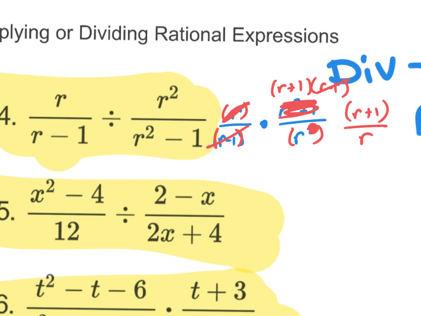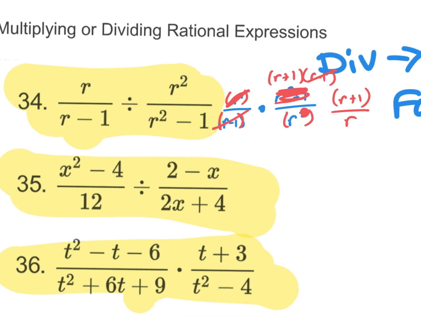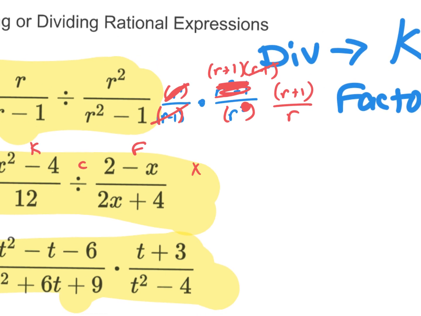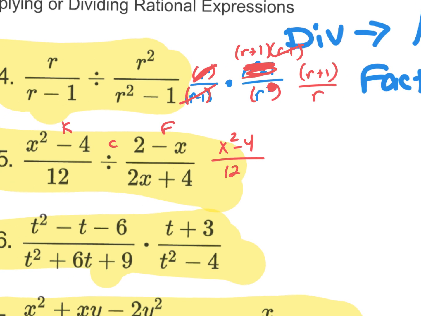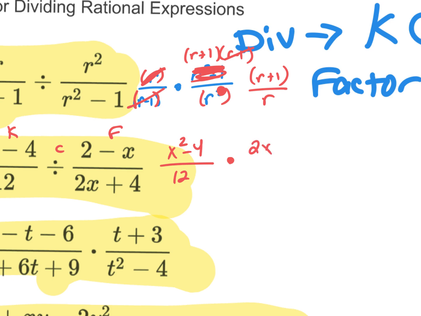All right, again, look at the next problem. What sign's in the middle? Division. So we have to keep, change, flip. We have to do that first. So I'm going to go ahead and write x squared minus 4 over 12. I change my division to multiplication, and then I flip. So 2x plus 4. Guys, what's another way I could write 2 minus x?